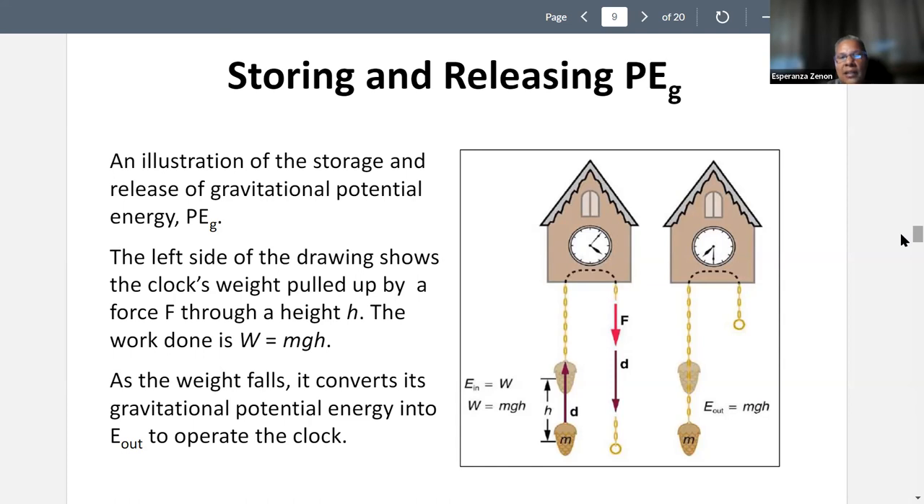Once you let that chain go and that weight starts to fall back down, it releases that energy. How much does it release? The same amount that is stored up. That's showing you this idea of storing up energy and then exchanging it to do work.